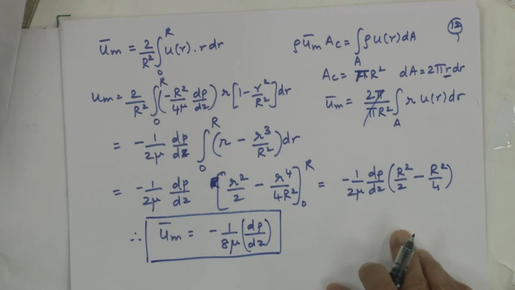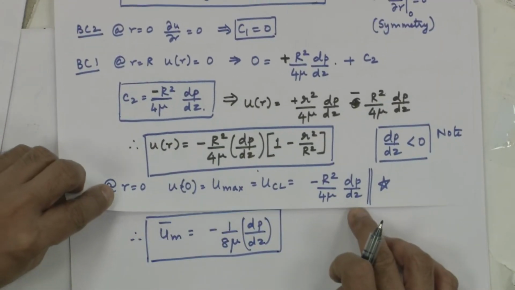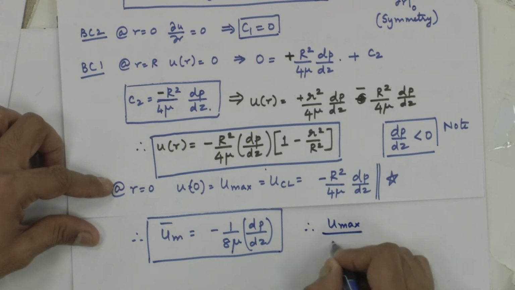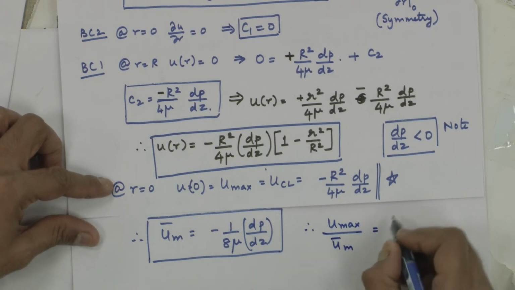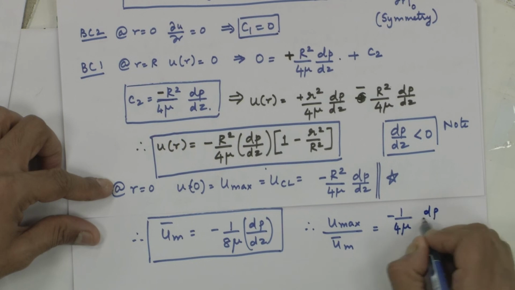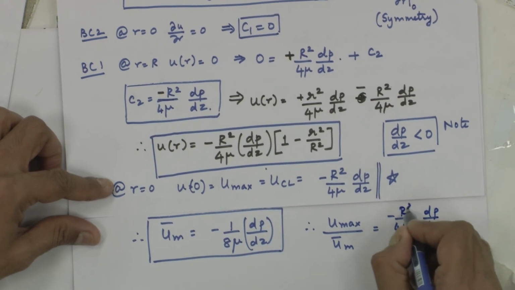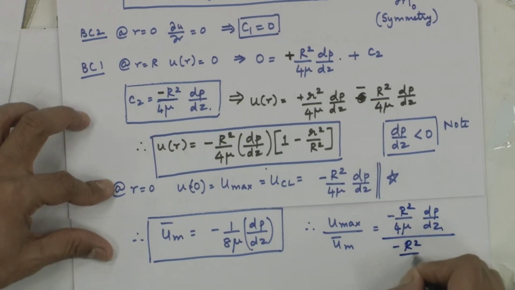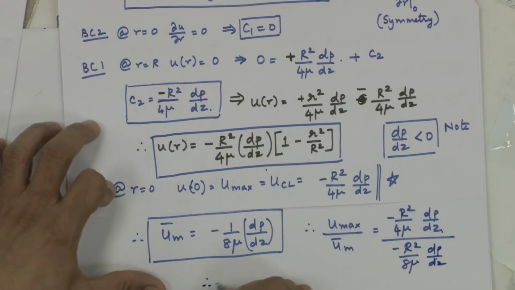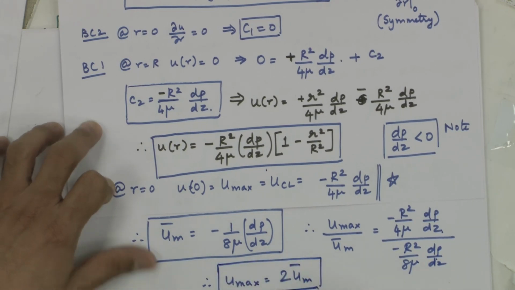U maximum was minus capital R squared by 4 mu dp by dz. Therefore, u max by u bulk mean is minus R squared by 4 mu dp by dz divided by minus R squared by 8 mu dp by dz, which gives me u max equal to 2 times u bulk mean velocity for a pipe.